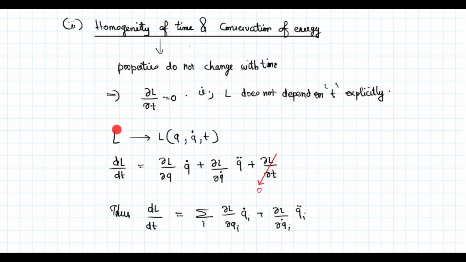So take the time derivative of this Lagrangian function. What will you get? dL/dt is equal to ∂L/∂q into dq/dt, which is q dot, then ∂L/∂q dot into dq dot/dt, which is q double dot, and ∂L/∂t. But it is 0, that we already know. So you have dL/dt is equal to summation over i ∂L/∂qi into qi dot plus ∂L/∂qi dot into qi double dot.